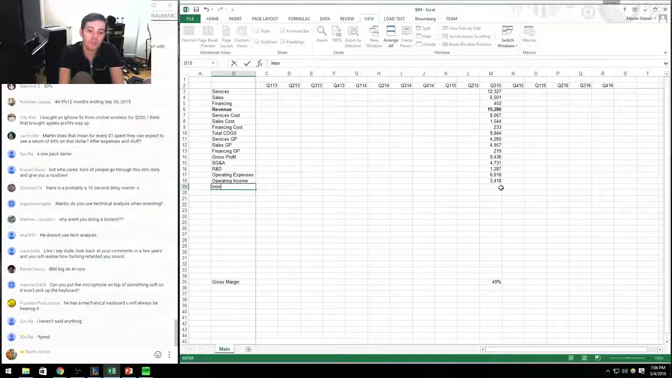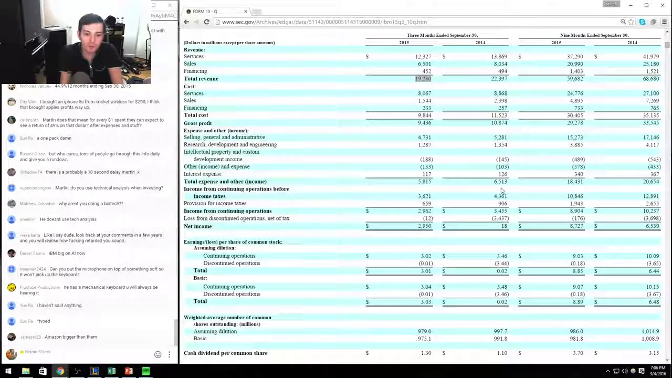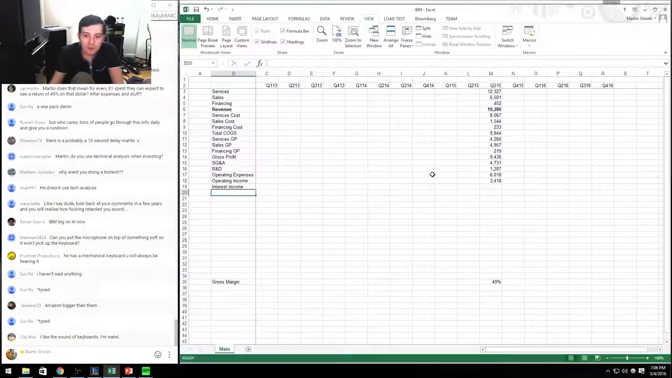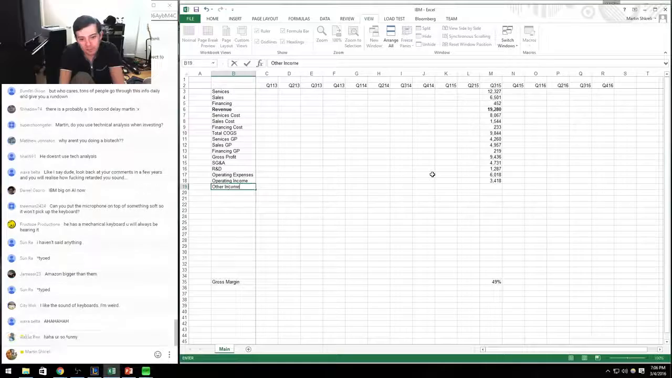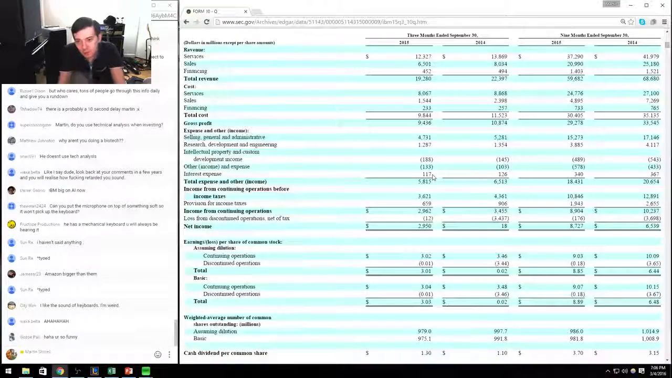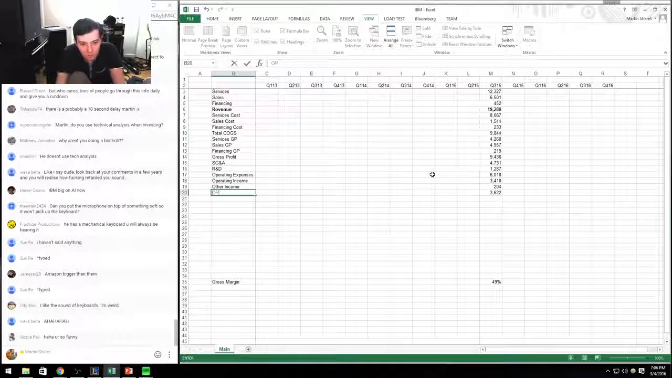But then we have interest income. In IBM's case, they have a variety of items, so we'll just call it other income. And there's a bunch of positives and negatives. So 188 plus 133 minus 117. So they've got 3.6 billion of what we'll call pre-tax income. And then taxes and net income.